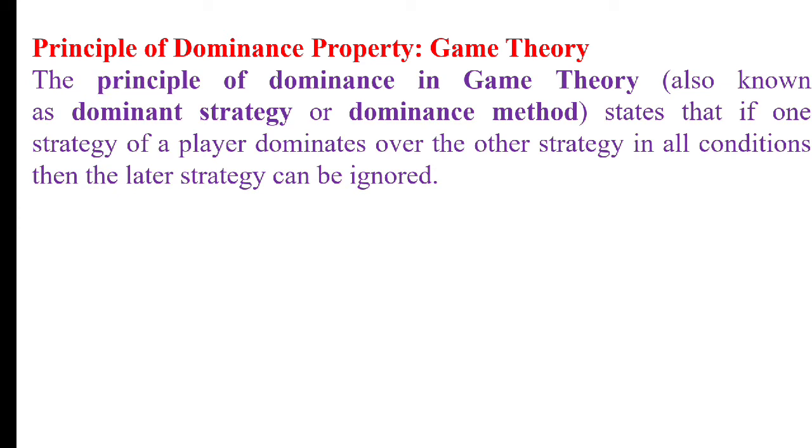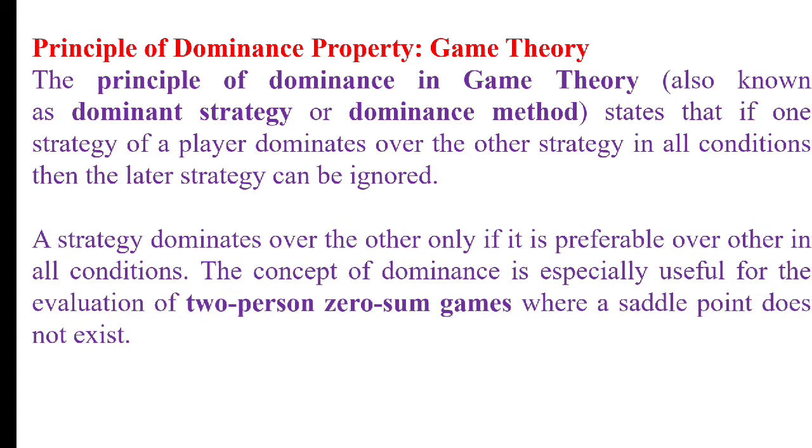Dominant strategies. The principle of dominance in game theory, also called dominant strategies or the dominance method, states that if one strategy of a player dominates over the other strategies in all conditions, then the latter strategy can be ignored. That is called the principle of dominance. What are the ways we will be going to dominate? That will be solved here. A strategy dominates over the other only if it is preferable over the other in all conditions.